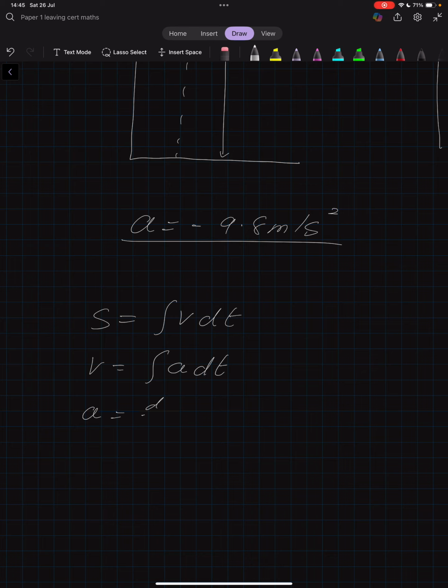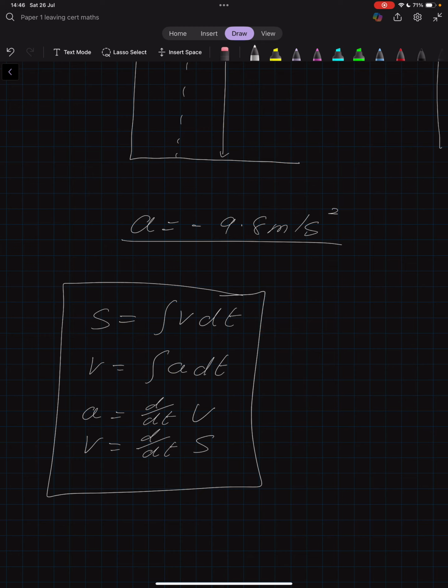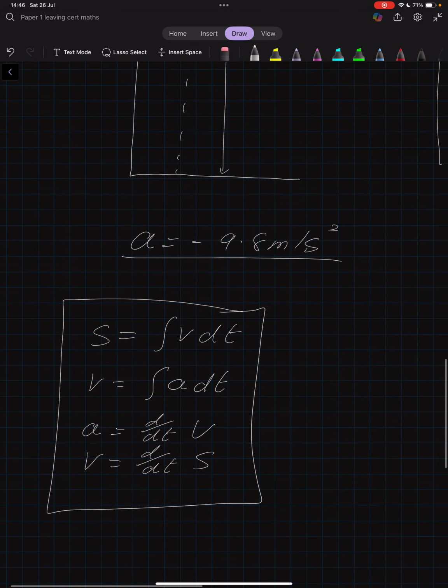Acceleration is the derivative of the velocity, and the velocity is the derivative of displacement. Okay, so these are the four relations. You have to know these. They're not in the log tables. So you have to know that. So here we have acceleration.